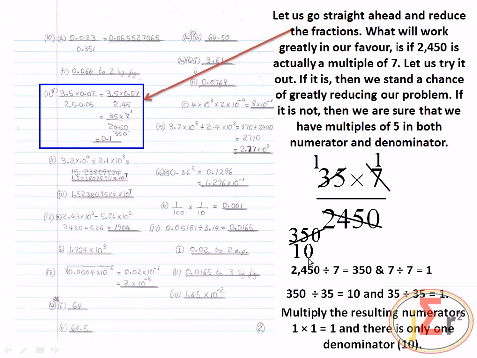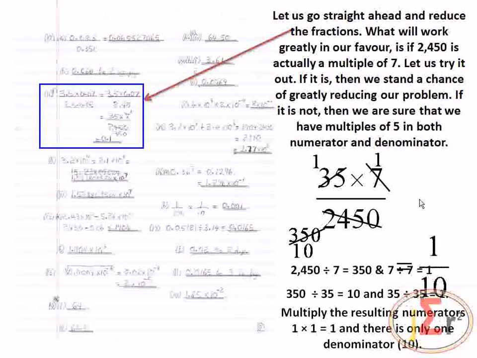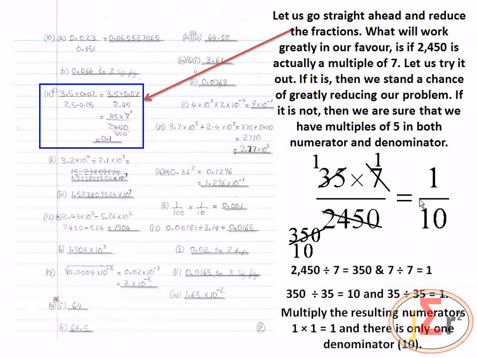We only have 10 here, so the 10 will go back. Multiply the resulting numerators. 1 multiplied by 1 is equal to 1, and there is only 1 denominator. So let us put that 10 back. What is that answer? We know that 1/10 is 0.1.